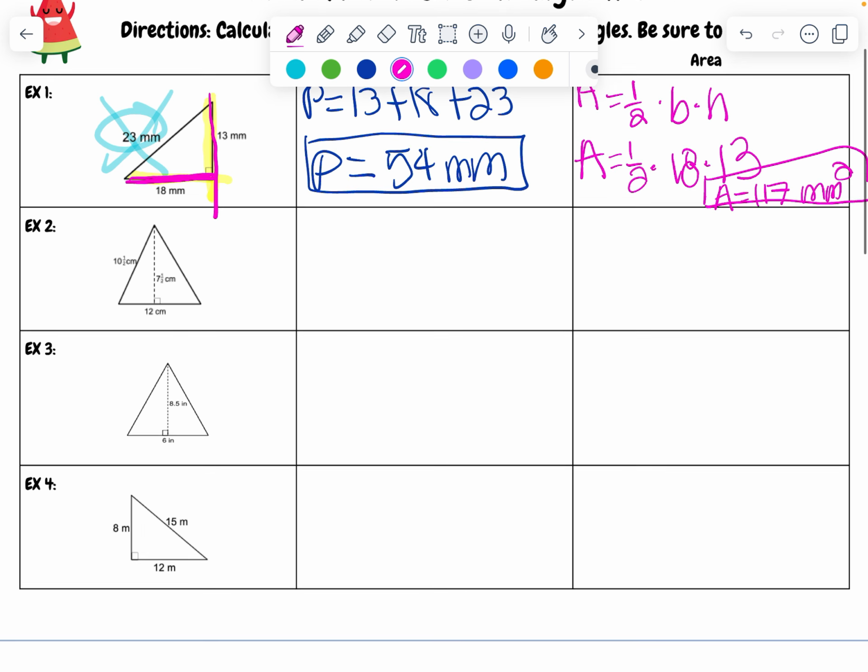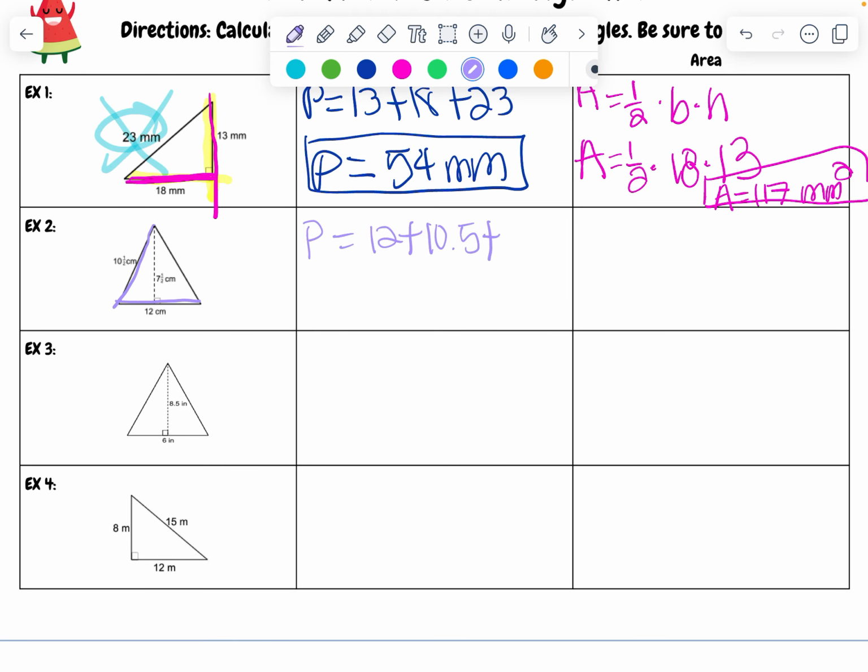Okay, so let's look at the next example. So again, to find the perimeter, I am just going to add all the numbers on the outside. If you notice, this is 12. So I'm going to go ahead and put 12 plus, this is 10 and 1/2. So I'm going to put 10.5.